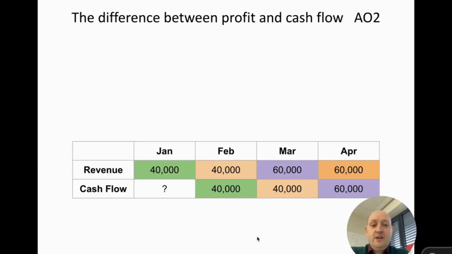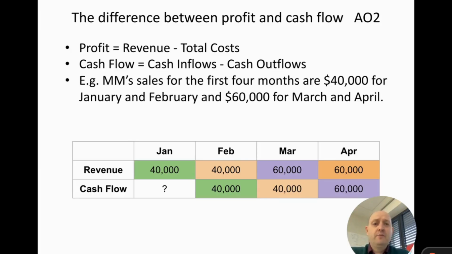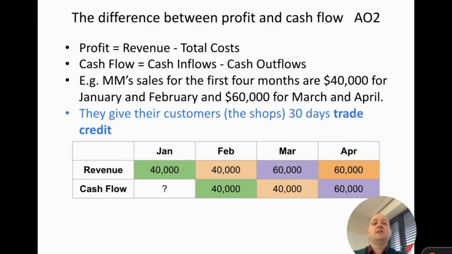Well, let's change the example. We've got the same formula, the same revenue, but instead, Minto's mugs now give their customers 30 days trade credit. Now, in this situation, the customers are the shops. When we say 30 days trade credit, we're basically saying they give them a month of trade credit. Now, we get a situation where revenue and cash flow are different.